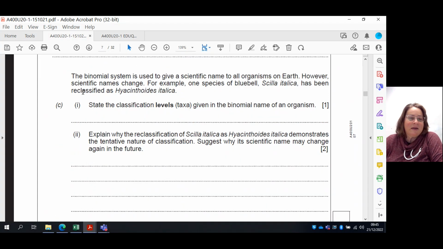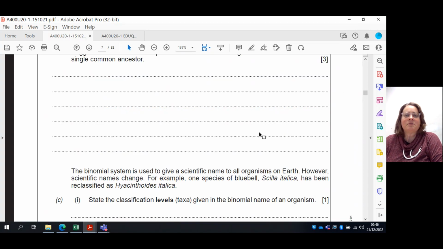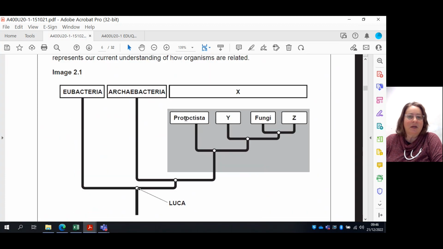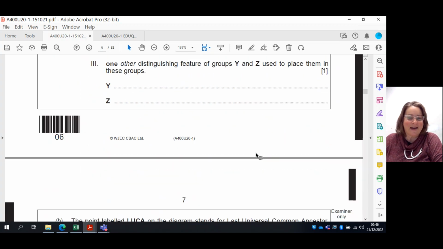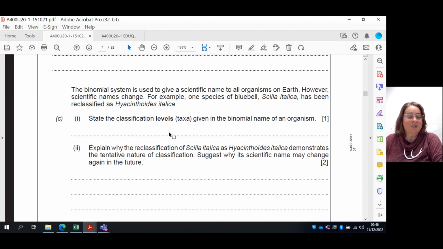Last couple of questions here. Binomial system, state the levels of classification. This is going back to this question here where you've had domains, kingdoms, and then going down through your ever so lovely memory aid that we've had to get to your levels of classification. The last two were your binomial name, your genus and your species, and you must have both genus and species there to get that mark.